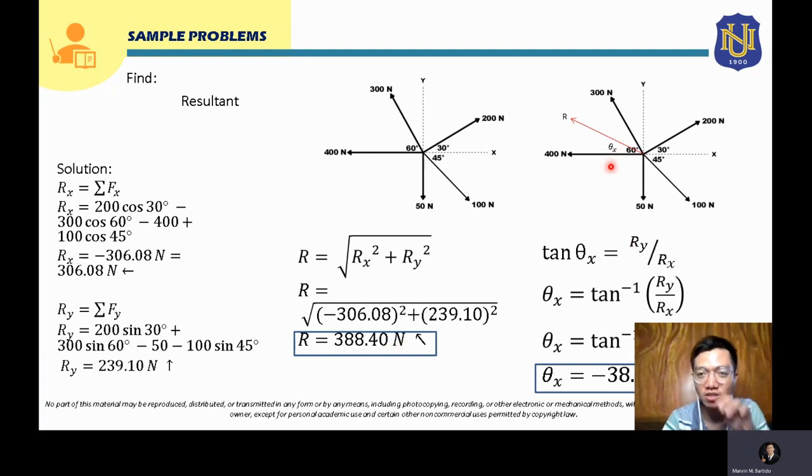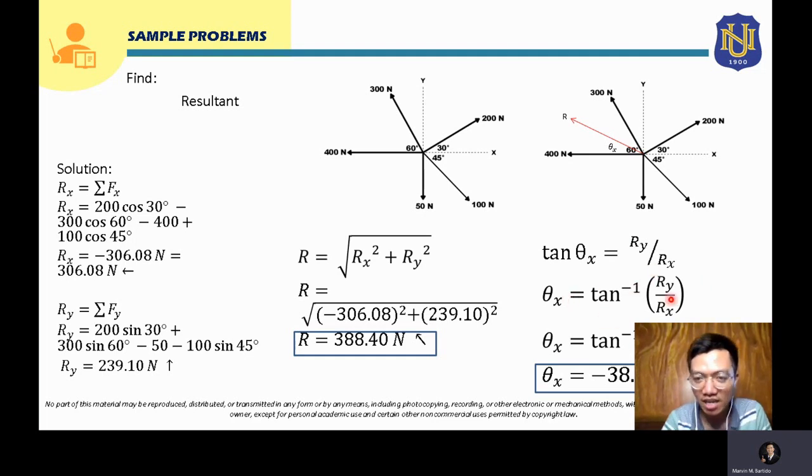Now for theta x, this will be your theta x. To solve for your theta x, since we already have the vertical component and the horizontal component of your resultant R, we can solve that using tangent. That's TOA. Tangent is equal to opposite over adjacent. Tangent of theta x is opposite over adjacent. Your opposite side will be Ry, the vertical component of your resultant, and your Rx will be the horizontal component of your resultant.